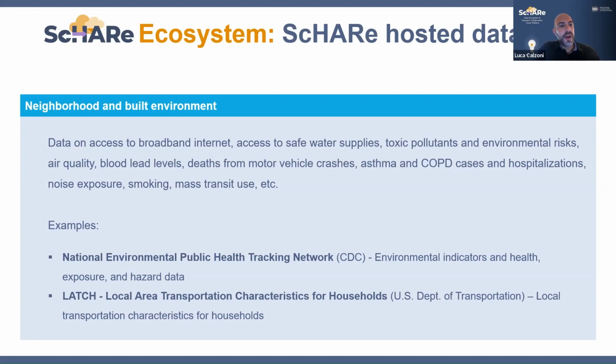The next category is neighborhood and built environment. You'll be able to find data on, for example, access to broadband internet or access to safe water supplies, toxic pollutants, or data on environmental risks, etc. You can see a few examples listed below, like the National Environmental Public Health Tracking Network with data on environmental indicators and exposure to pollutants and hazards.